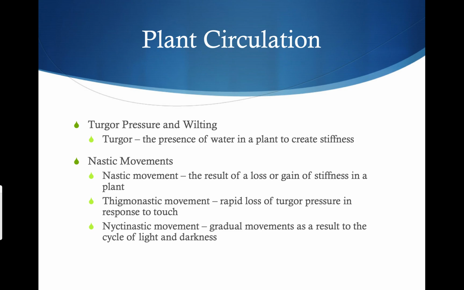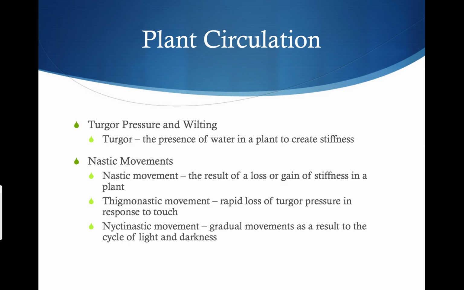So turgor pressure and wilt, we went over turgor pressure. A new term that we're going to talk about is nastic movements. This is the result of a gain or loss in stiffness of a plant. So like if something hot touched a plant, and it might pull some of its water, it might be a rapid loss of turgor pressure, so the plant might wilt away from that object.